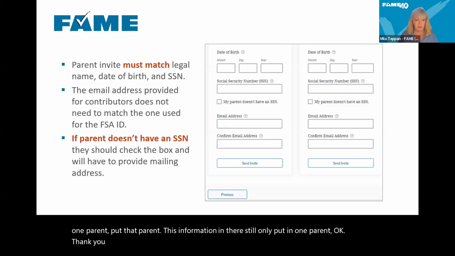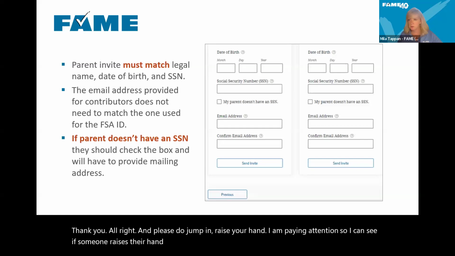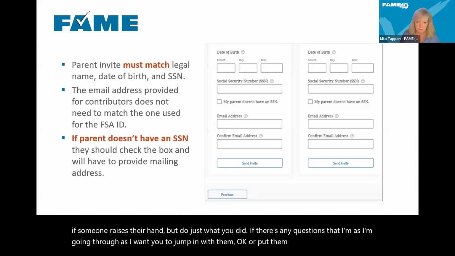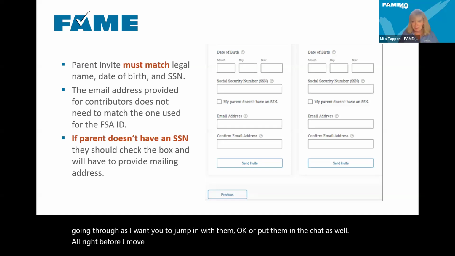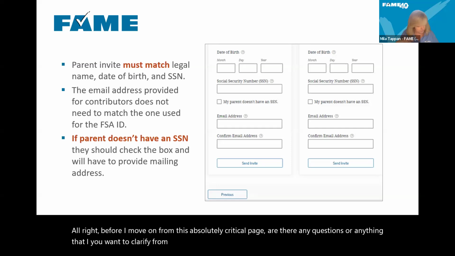And please do jump in. Raise your hand. I am paying attention so I can see if someone raises their hand. But do just what you did. If there are any questions as I'm going through this, I want you to jump in with them, or put them in the chat as well. All right. Before I move on from this absolutely critical page, are there any questions or anything that you want to clarify from my team?